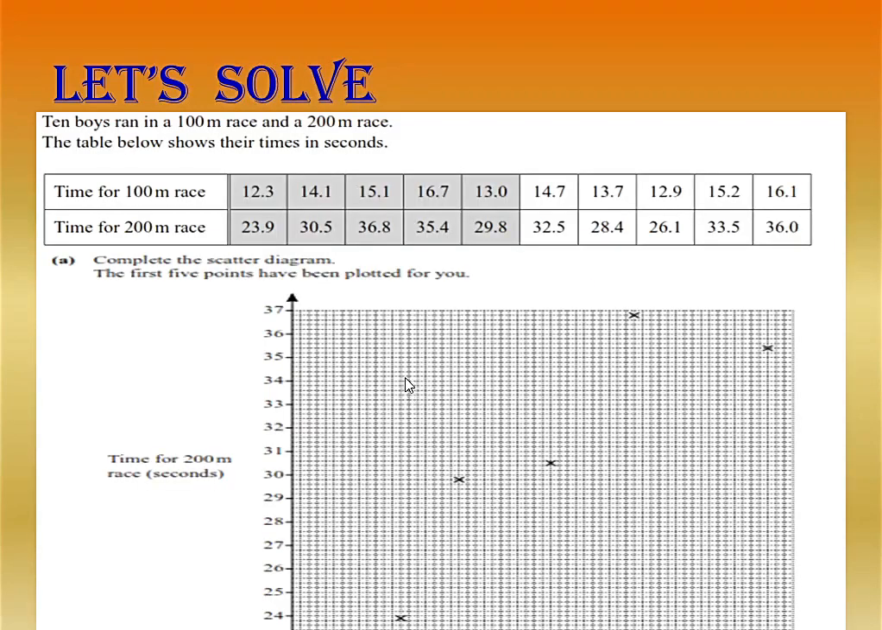Now we have a question. The time for 100-meter race is shown on the horizontal axis, and the time for 200-meter race is shown on the vertical axis. It is said complete the scatter diagram. The first 5 points have been plotted for you. Total points are 10 and first 5 points have been plotted. So next 5 points we will plot ourselves. Let's start now.